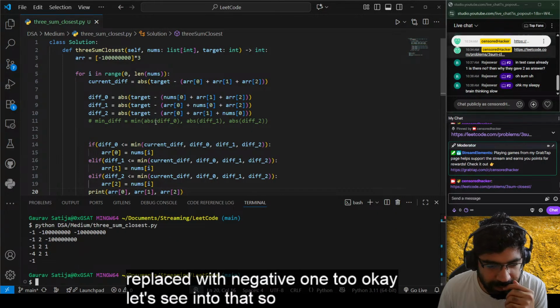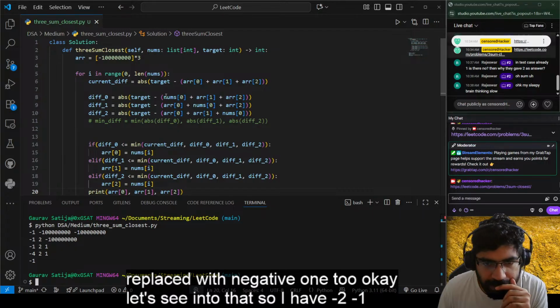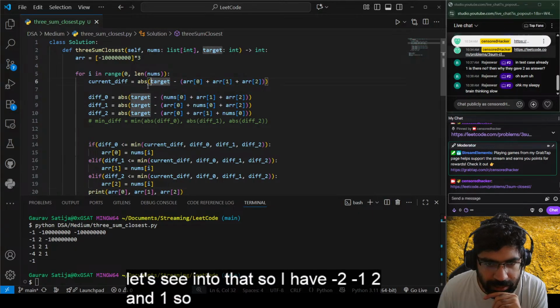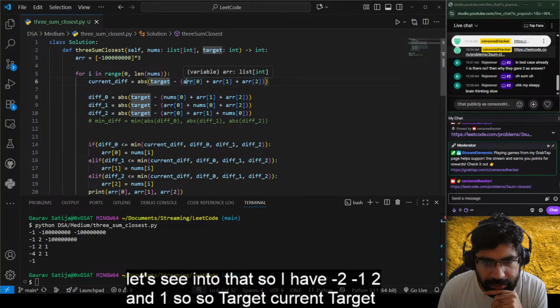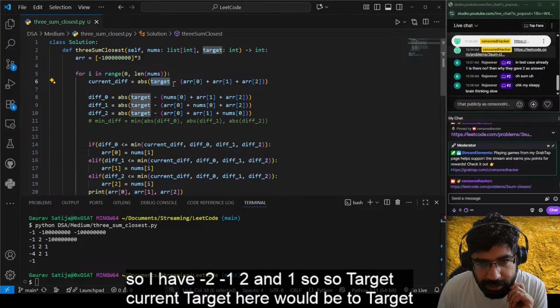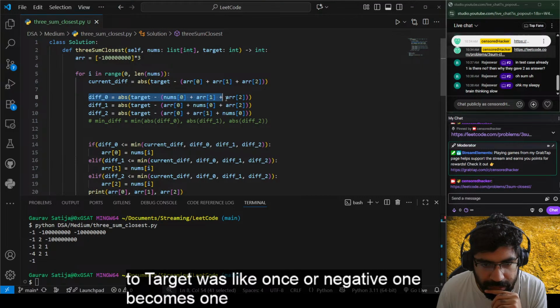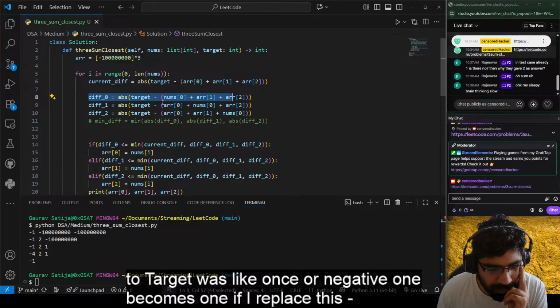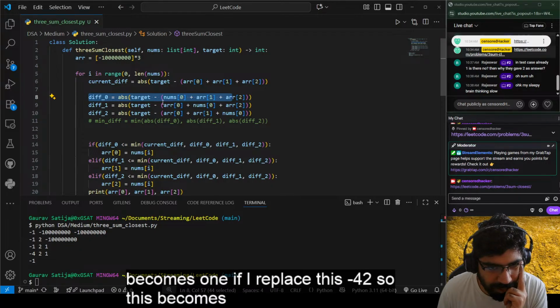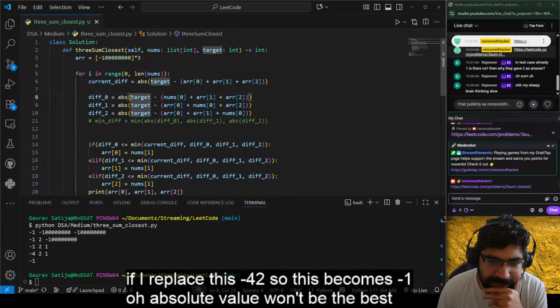So I'm just trying to figure out, okay, -1 is replaced. Why was -4 replaced with -1 too? Okay, let's look into that. So I have -2, -1, 2, and 1. Current target here would be 2. Target was like 1, so -1 becomes 1. If I replace this, -4 to, so this becomes -1. Oh, absolute value won't be the best thing for this difference.